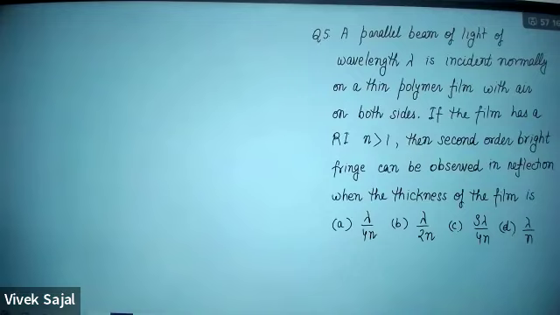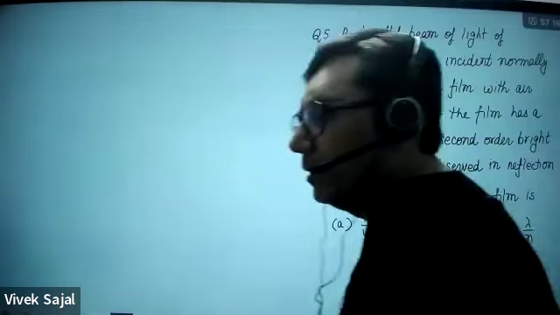Okay. You can also solve this question. I'm showing you, this is a simple question you can solve. Okay? This is for practice. A parallel beam of light of wavelength lambda is incident normally on a thin polymer film with air on both sides. If the film has a refractive index greater than 1, then second order bright fringe can be observed in the reflected light when the thickness of the film is.